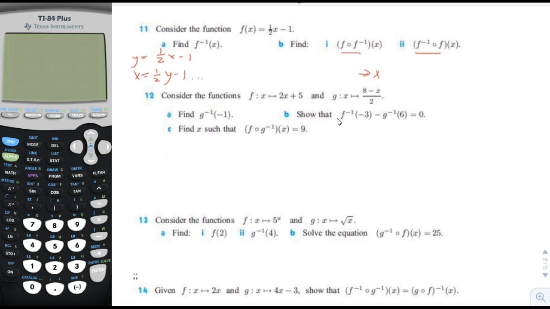Next one. Consider the functions 2x plus 5 and (8 minus x) divided by 2. Find the inverse function of g and put -1 in for x. So let's find the inverse function for g first. Again, we use variable interchange, so we're going to have x equals (8 minus y) divided by 2, and we're going to solve for y. So we're going to multiply both sides by 2, and then we're going to solve for y. Okay? And so here's our inverse function. And then we're just going to plug -1 in.